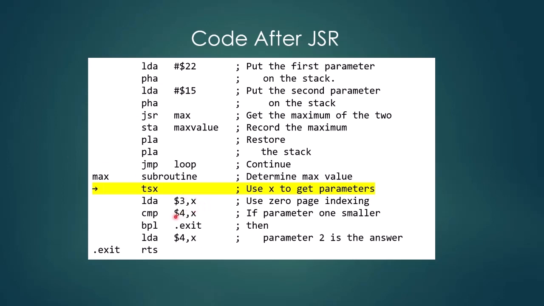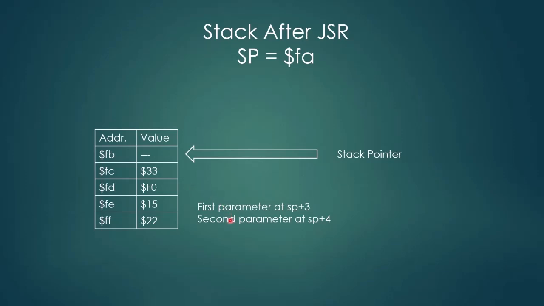So this LDA instruction adds a zero page address 3 to the value in the X register and then loads the A register from that address. The subsequent compare and LDA instructions both use the same addressing scheme. And here is the stack.